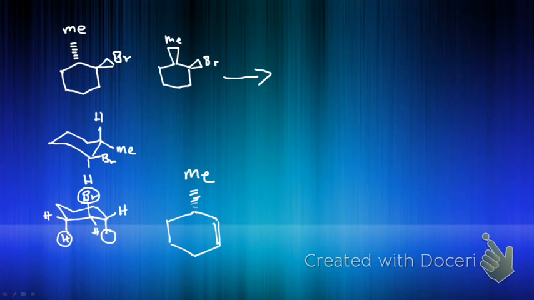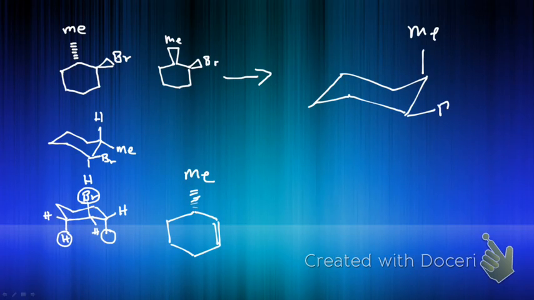And I will draw a chair. And I will put the bromine here in the up position, and the methyl group here in the up position. And again, you have to consider the hydrogen that's on that beta carbon and the two hydrogens on this beta carbon.